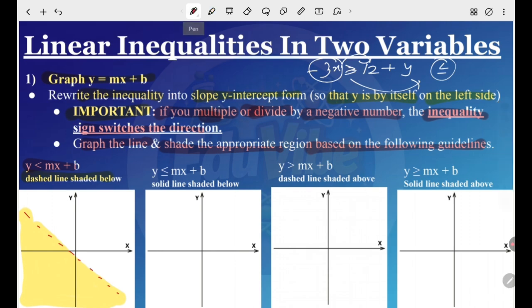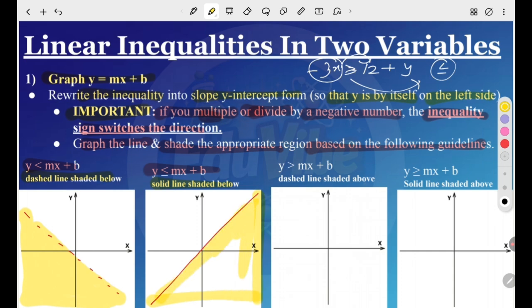If we have less than or equal to mx + b, we make a solid line and shade below. If we make a solid line like this, we again shade below. This whole part should be shaded for this type of inequality. In the less than case, we always shade below.